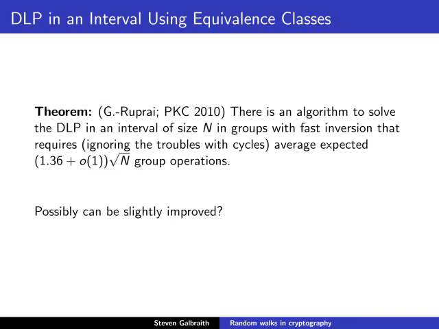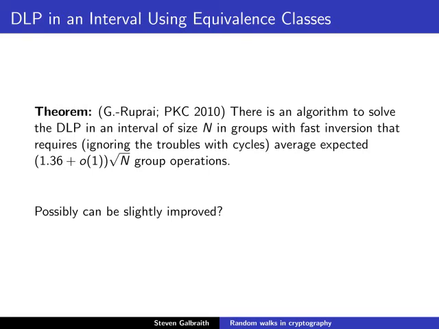Right, so with my student Ramandeep Ruprai, we worked out how to do the discrete log in an interval when using equivalence classes under inversion. This is only of interest if your inversion is fast. So this is fine for elliptic curve discrete logs. And of course, because you're doing equivalence classes, there's going to be issues with cycles, and so we just forget that. That's hidden in this little o(1), this kind of optimistic assumption that we can put all that in the little o(1). A realistic assumption. And so the running time is 1.36.